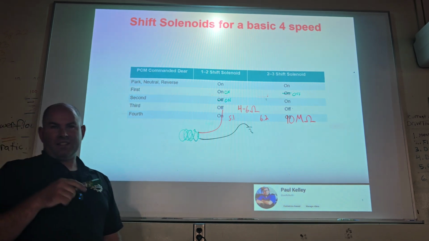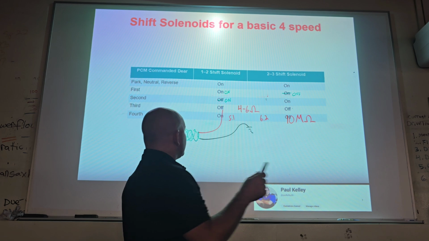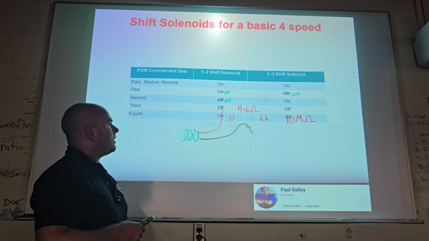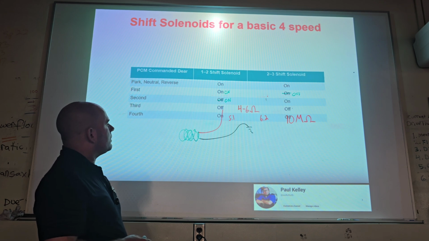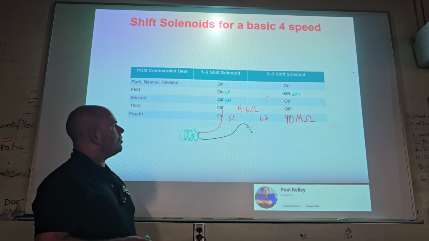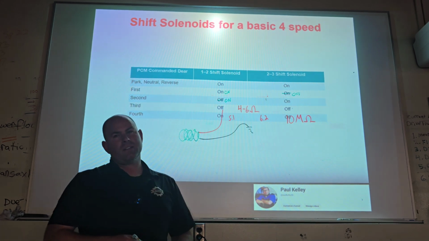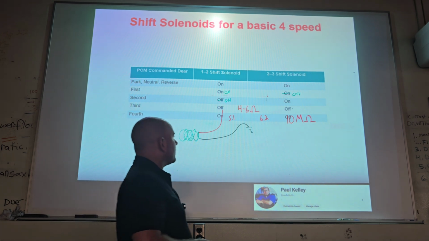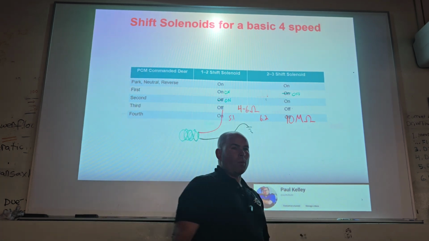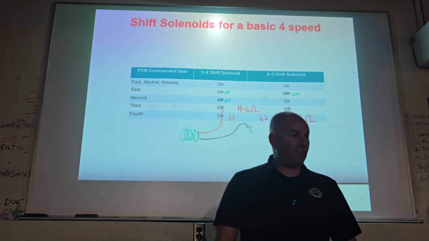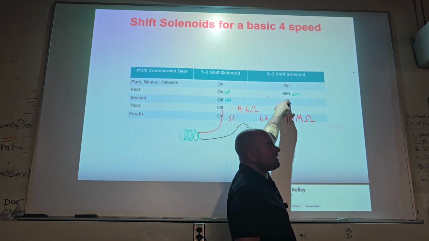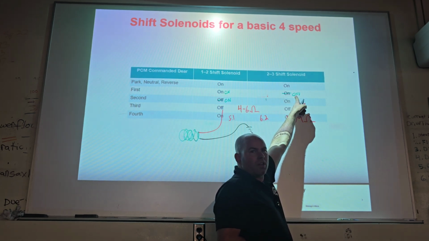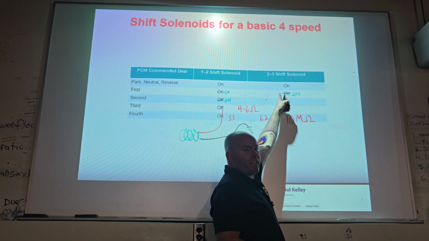On, off, right? How do you make second? So what if shift solenoid 2 was bad? What would happen for second? First, and then it'd be like, hello, I'm commanding you on, but instead it's like, nah, I don't work, right? So if it's on, off, that's first.